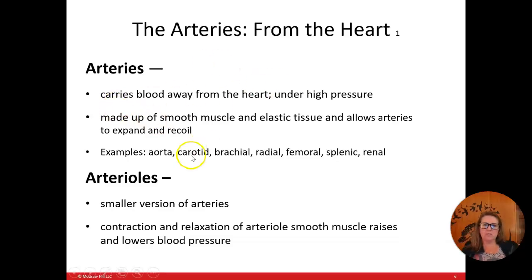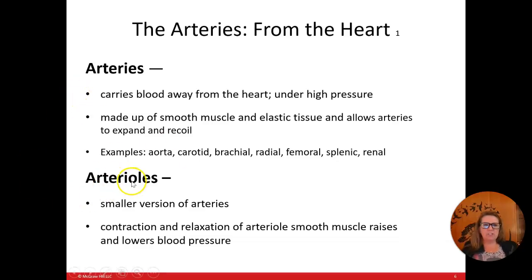So there are some other ones, the carotid arteries, the major arteries essentially delivering blood to the brain, and they branch off here in your neck. And some other ones there are named similarly to the bone or the region where they are. So the brachial artery, the radial artery associated with your radius, the femoral artery associated with the area of your femur, splenic associated with the spleen, and renal associated with your kidneys.